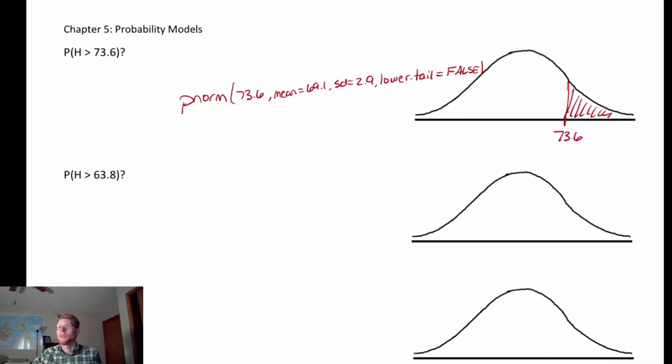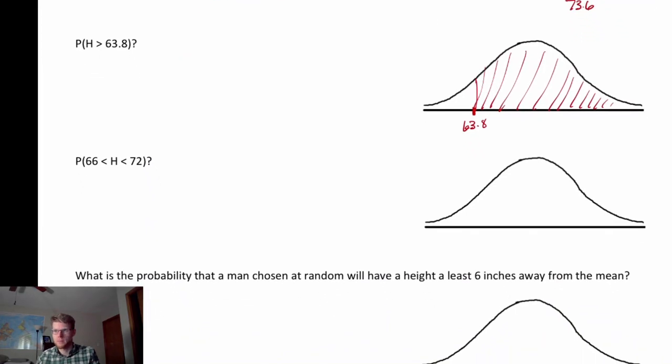For the 63.8, notice that I am again looking for above 63.8. So it's going to be somewhere down here, but I'm looking for this area of the normal curve. Again, I'm going to stick with lower.tail equals FALSE, because I do want the upper tail probability for this one as well.